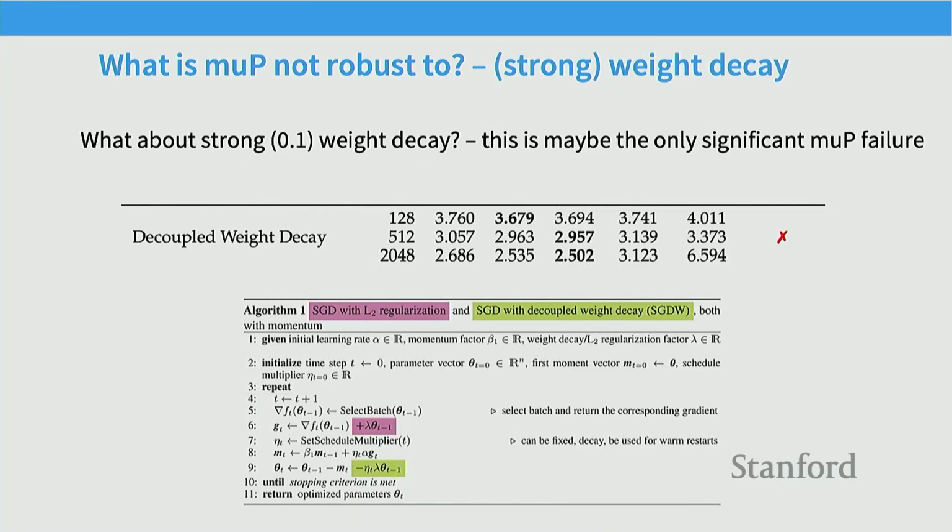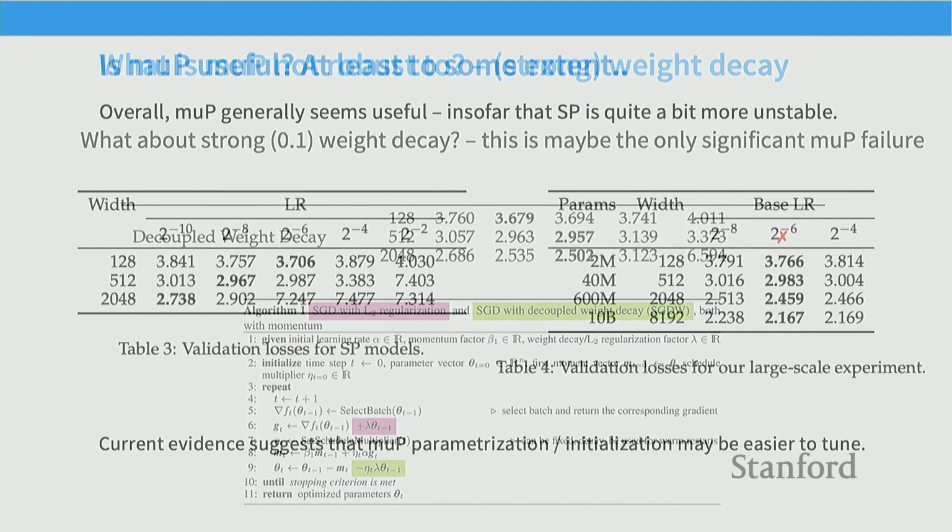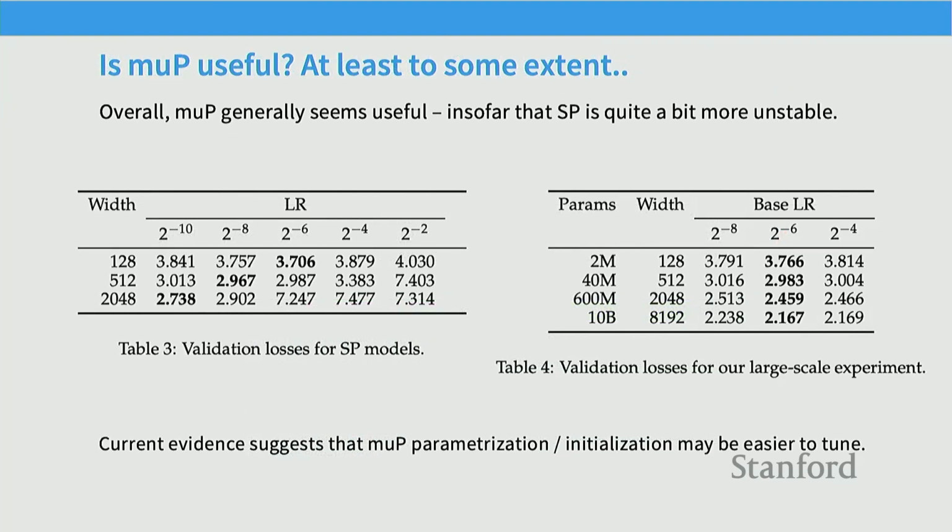And then finally, what is it also not robust to? Turns out if you have much stronger weight decay, mu-p actually starts to fail. And so this is one of the few significant mu-p failures in there. A lot of the other ones are kind of like, oh, we maybe expected that, or that's not standard to do. Weight decay is something that you actually do. Okay. So mu-p seems generally useful.